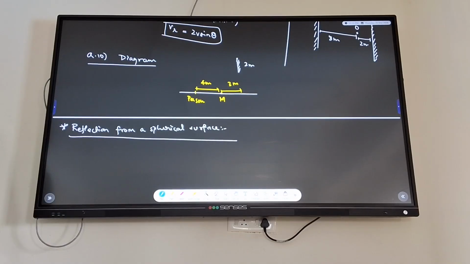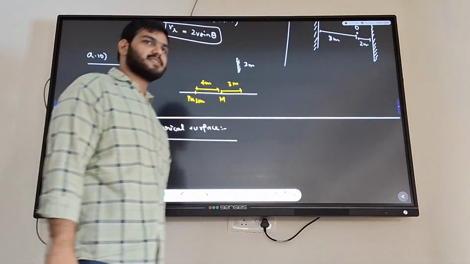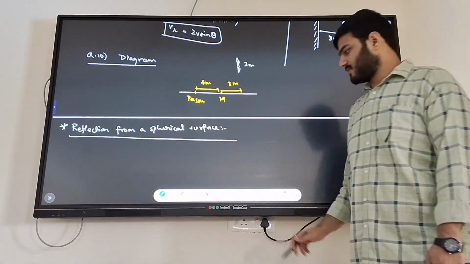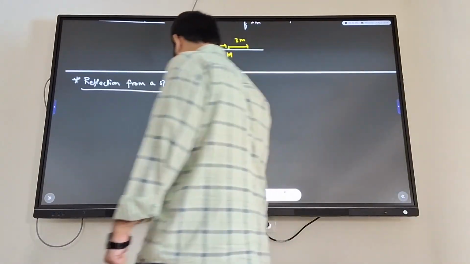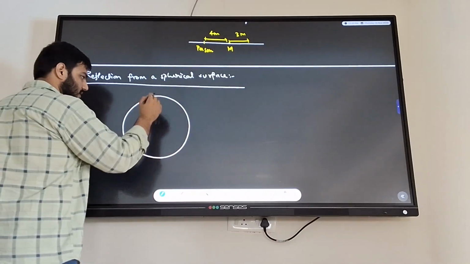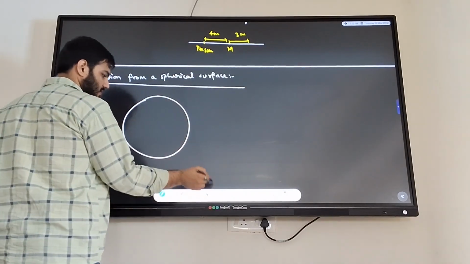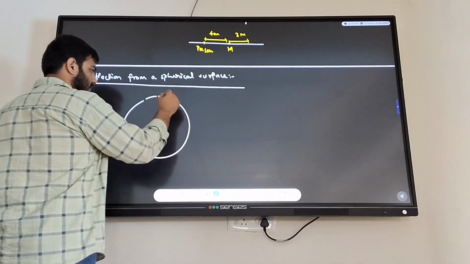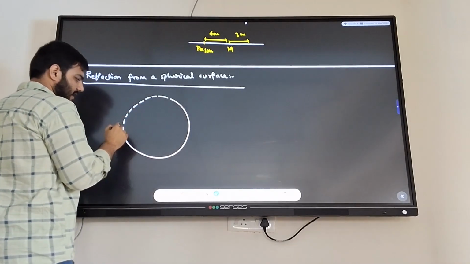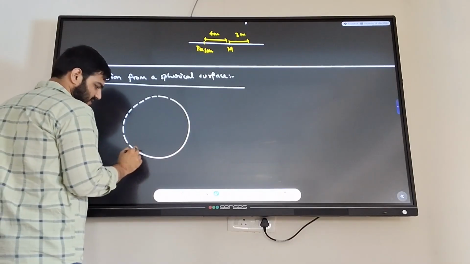Reflection from a spherical surface. What are the two spherical surfaces that we should consider? Convex and concave. Good. Then do you know the surfaces are something like this? Let me make the diagram and then I will discuss.